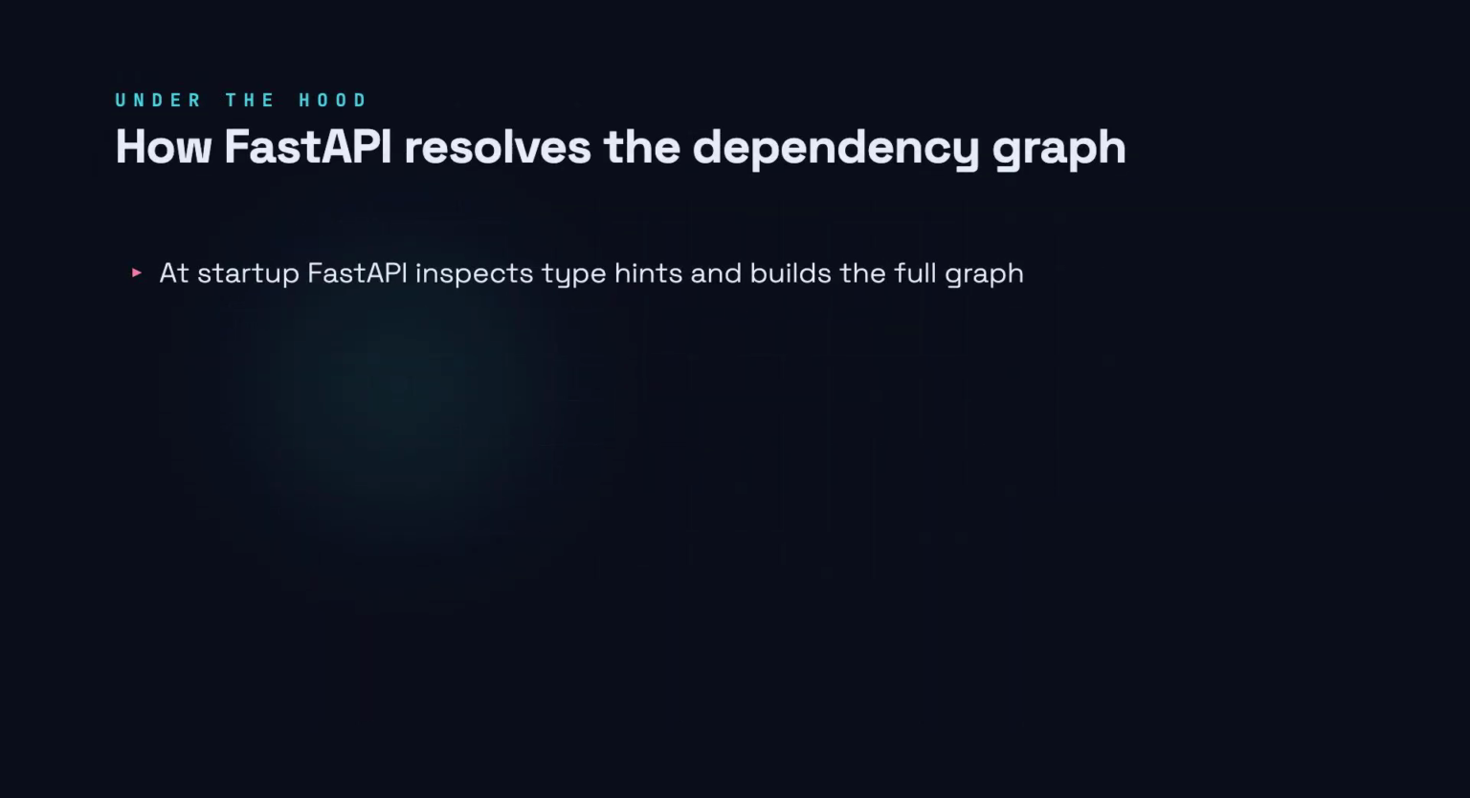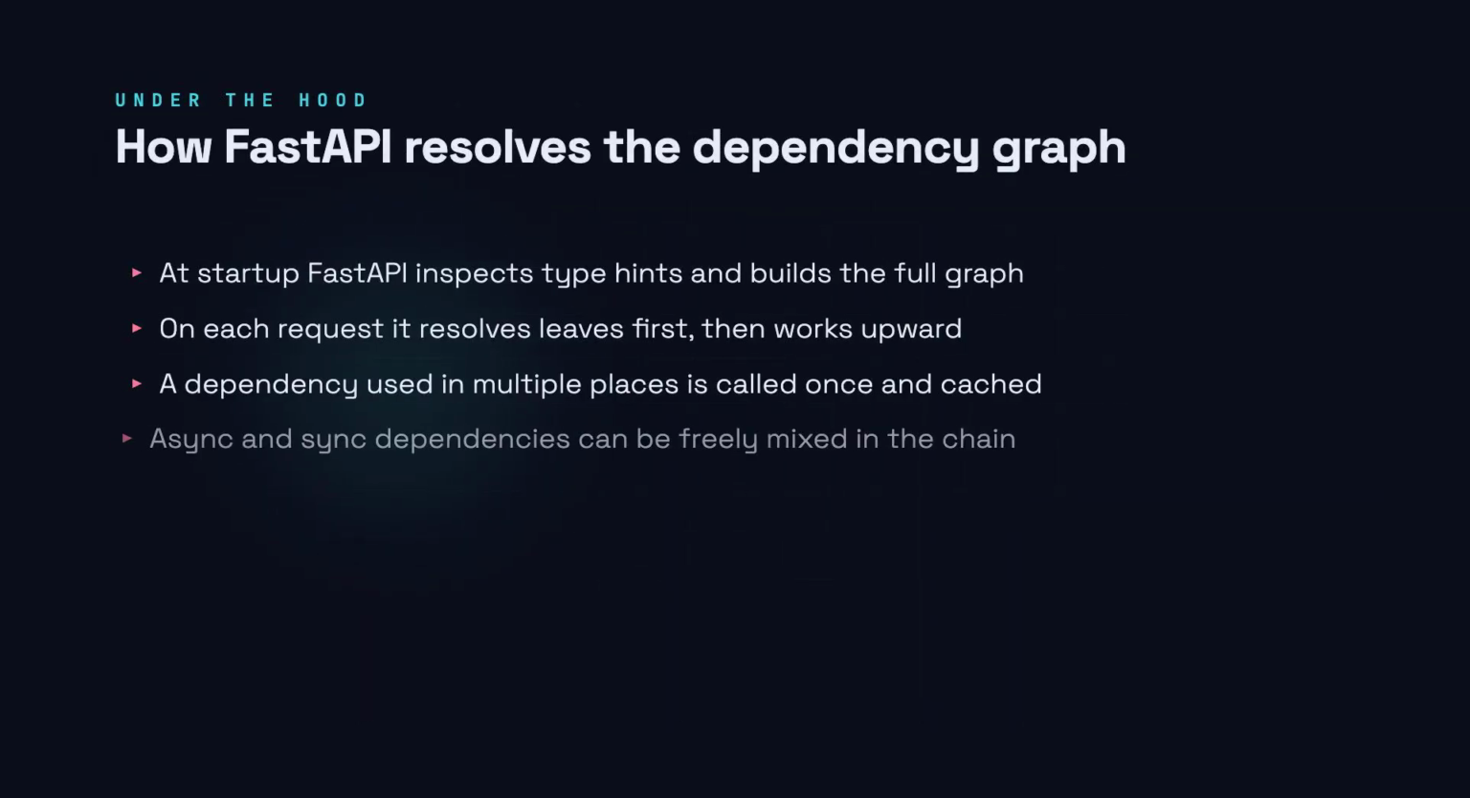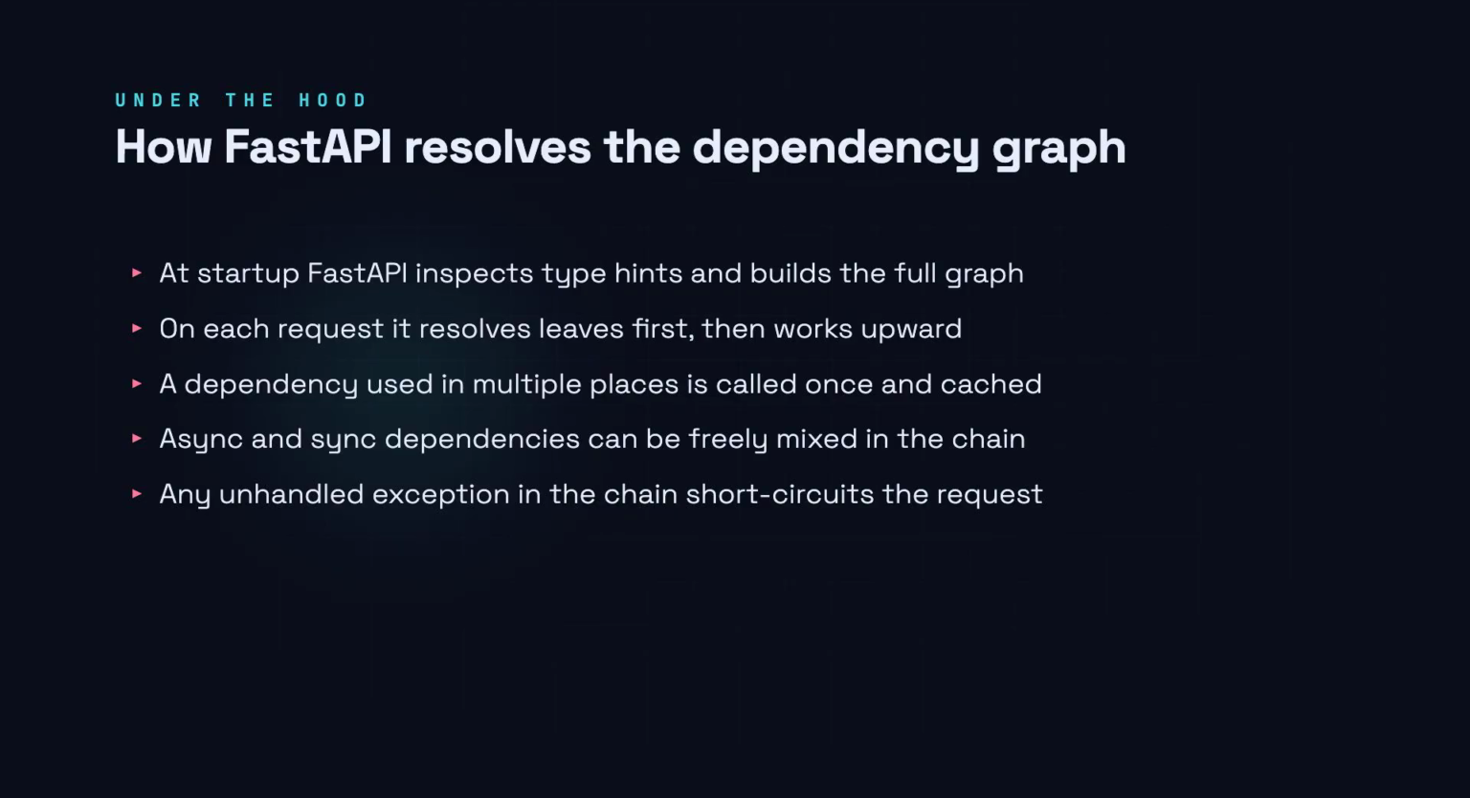When a request arrives, FastAPI does not call your endpoint function first. It walks the dependency graph it built at startup, starting from the deepest leaves, the things nothing else depends on, and works its way up. If 2 different dependencies in the same graph both depend on the same sub-dependency, FastAPI calls that sub-dependency once and reuses the cached result for that request. This means you pay no extra cost for sharing logic, and you are guaranteed a single consistent value throughout the request lifecycle.